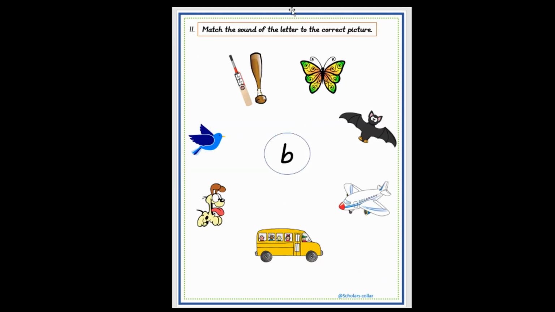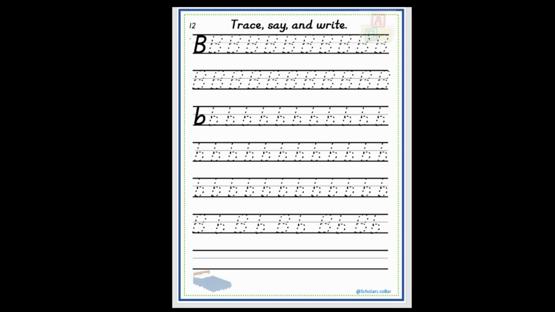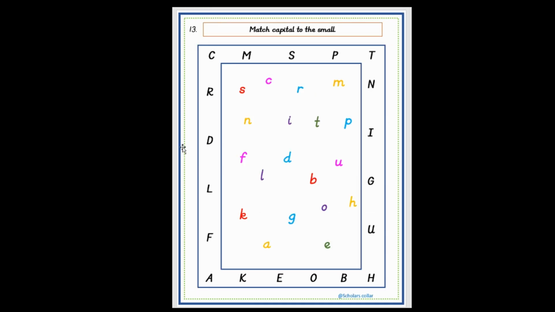Next we have B. So here you're going to match bat, butterfly, bat again, bus, and bird. And tracing and writing again. And here we are matching capital and small. So you're going to match the capital C to the small c, and the capital S to the small s, and so forth.